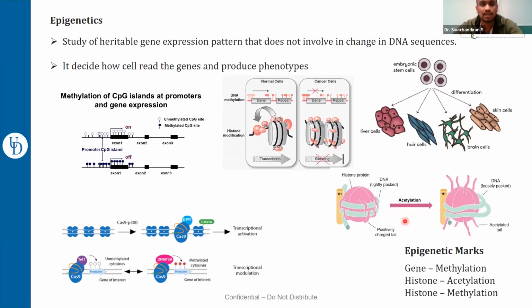So what people are now trying is to reprogram these epigenetic modules. There are many different epigenetic marks present in the cells. The most important marks are DNA methylation, histone acetylation, and histone methylation. Now, with the help of CRISPR, they also try to modify these epigenetic marks present in the cell.